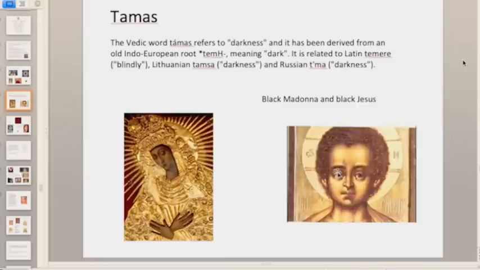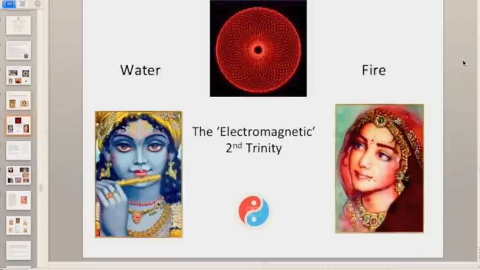And then you get Blue Krishna. So you got Black Krishna, and then you got Blue Krishna and Red Radha. Radha is red. So this is the second trinity, water and fire. This is the material, physical world. Red blood, blue blood. Red shift, blue shift. Red pill, blue pill. Roses are red, violets are blue. Democrats, Republicans, red and blue.